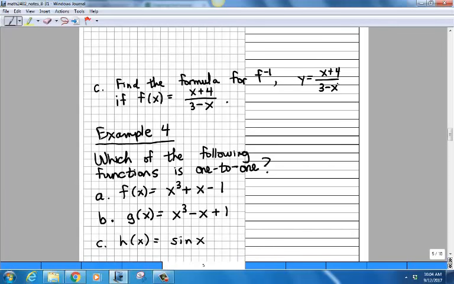Right. And then you switch your x and your y's. Switch the x and the y's, right? X equal to y plus 4 over 3 minus y. So then multiply this by 3 minus y. So then you get x times 3 minus y is equal to y plus 4. All right, so multiply both sides by 3 minus y, so you can cancel the 3 minus y on the right, right? Yeah.